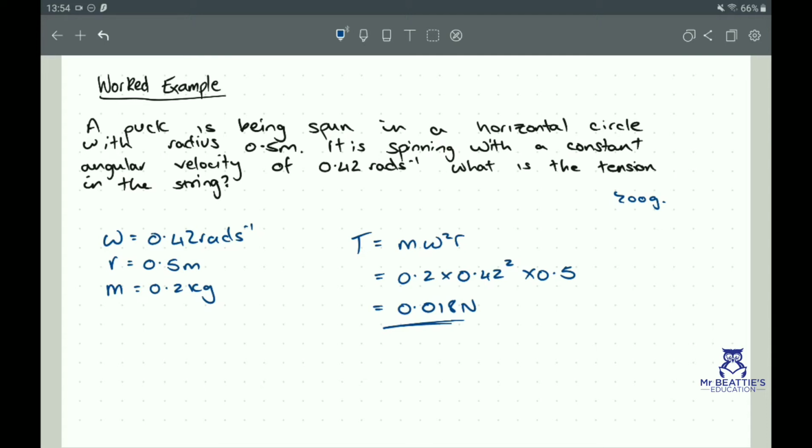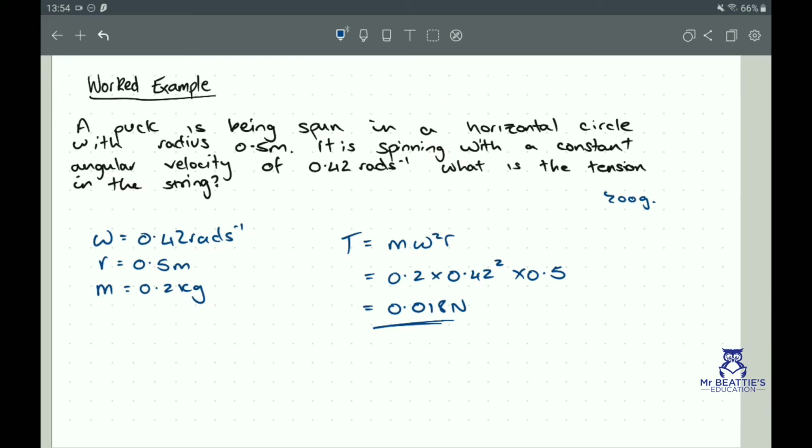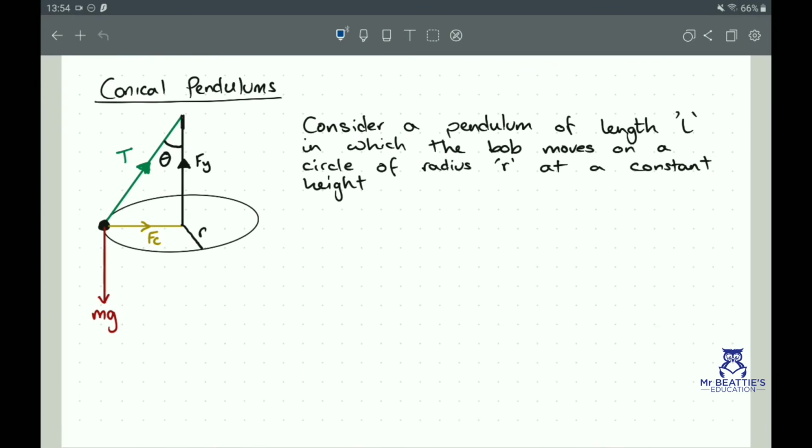Okay, so moving on from there, we're going to start looking at conical pendulums. Now, conical pendulums are quite exciting. I really enjoy these because the thinking required in solving these is quite complex. But it's really enjoyable when you get to the end of one of these, you feel like you've really achieved something. Okay? And so, if we consider we've got a conical pendulum here, okay?